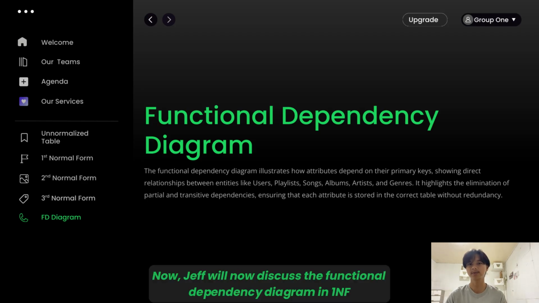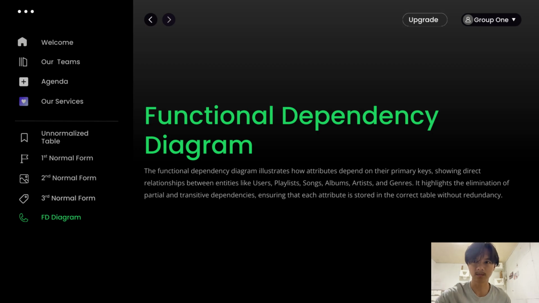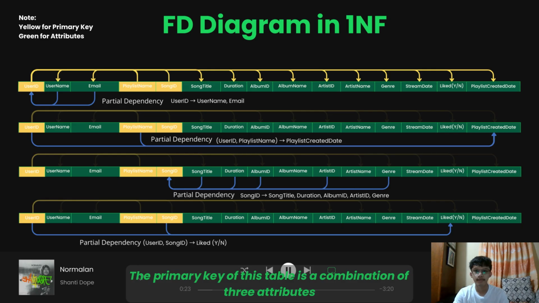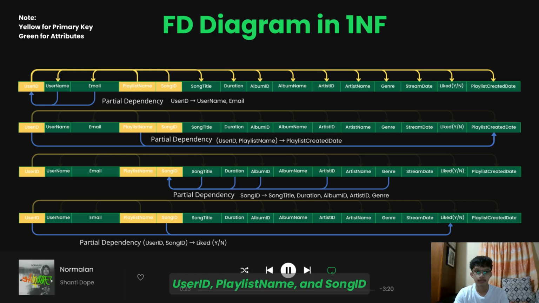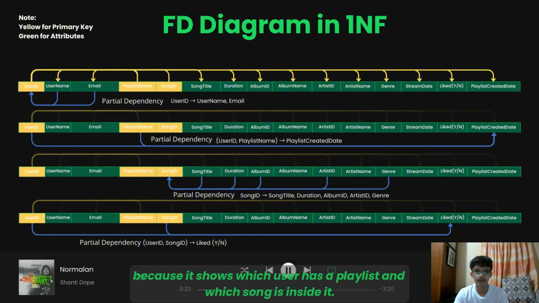This will help us understand why the transition from 2NF to 3NF is necessary to our Spotify-style music streaming app. Now, Jeff will discuss the functional dependency diagram in 1NF. The primary key of this table is a combination of three attributes: user ID, playlist name, and song ID. This means each row is unique because it shows which user has a playlist and which song is inside it.